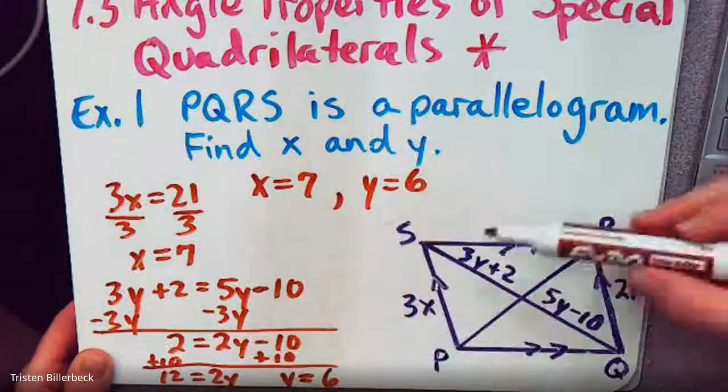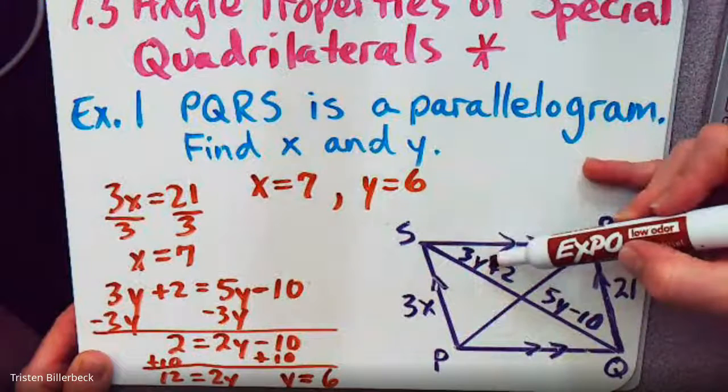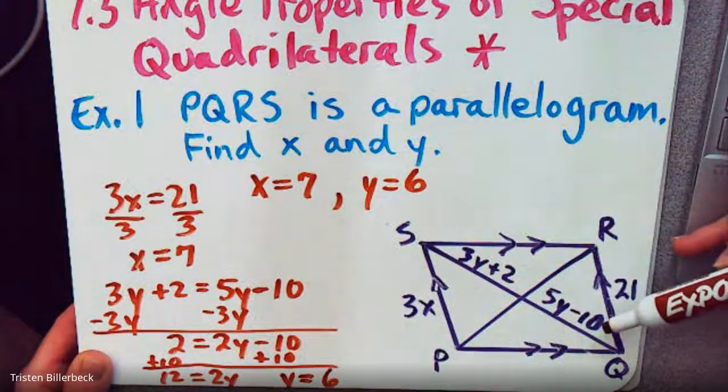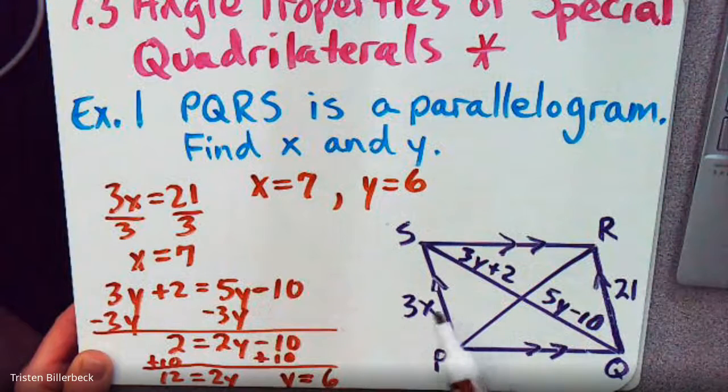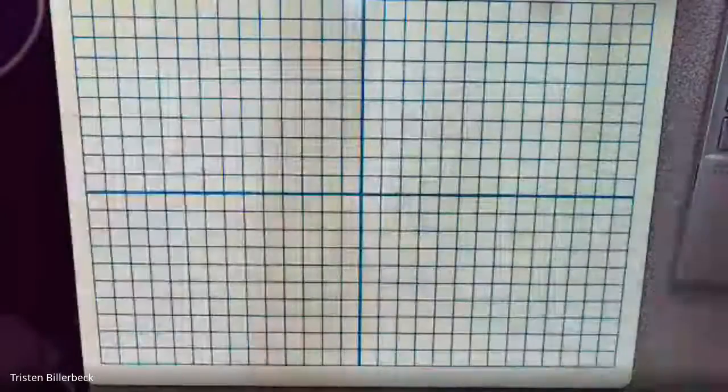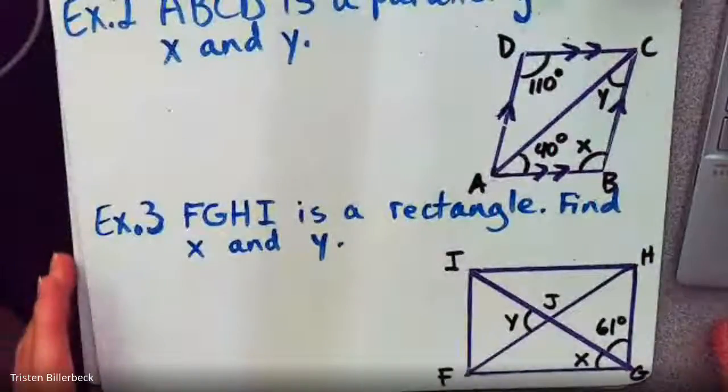We can check really quickly. 3 times 6 is 18, plus 2 is 20. 5 times 6 is 30, minus 10 is 20. X is 7, so 3 times 7 is 21, which makes sense. So there we have it. All right, let's look at the next examples.